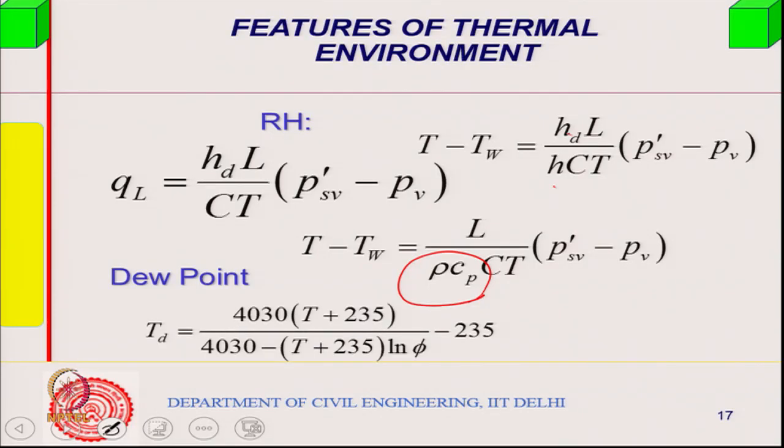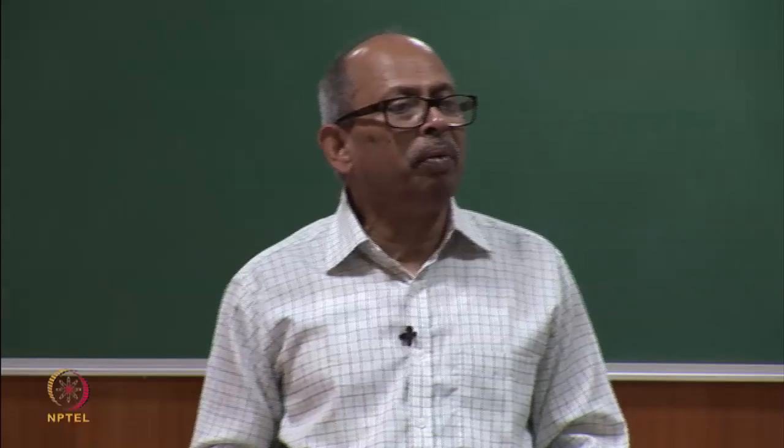Okay. Now, for dew point, there is an empirical formula like this: 4030 times (T plus 235), and T ln phi, where phi is the relative humidity, plus minus 235. So, the dew point temperature is given by this empirical formula from which you can find it out.